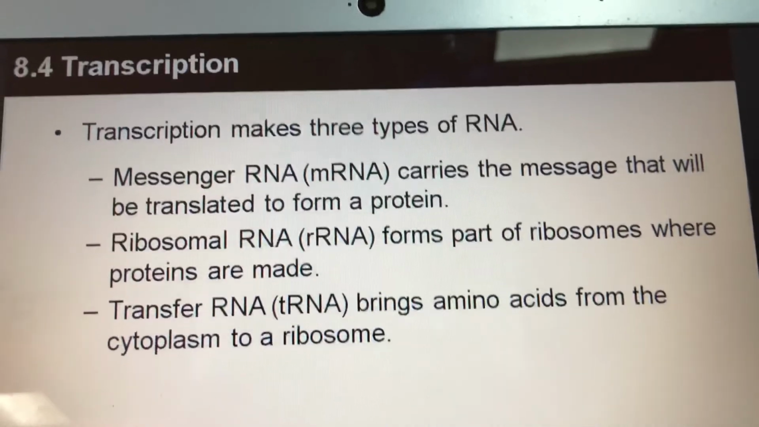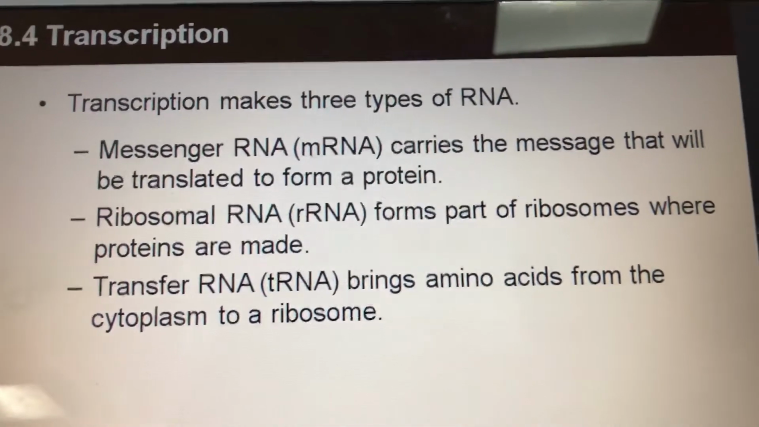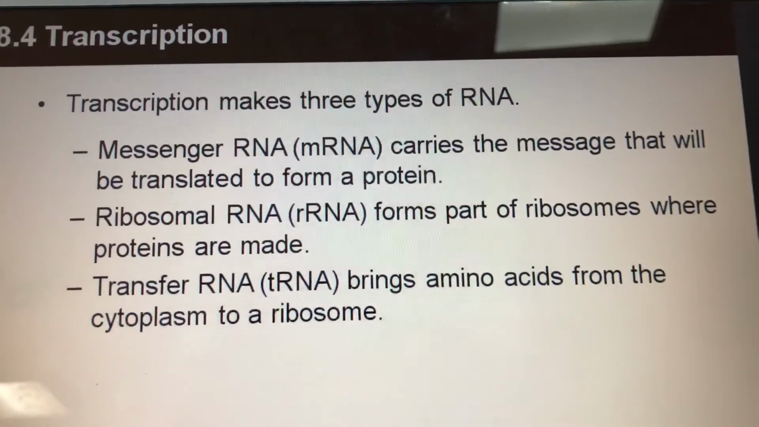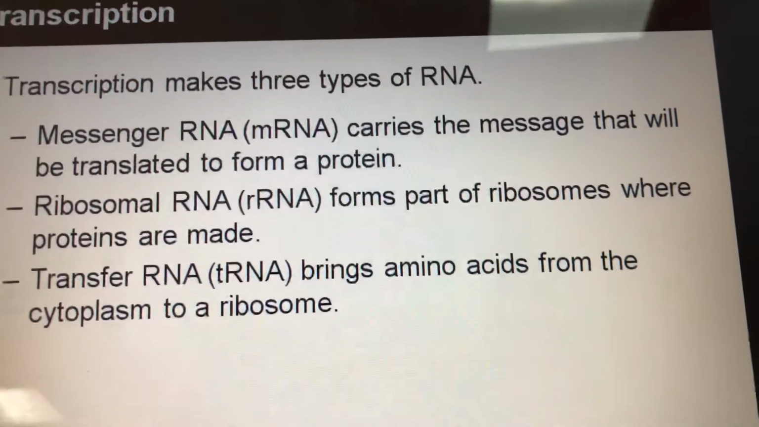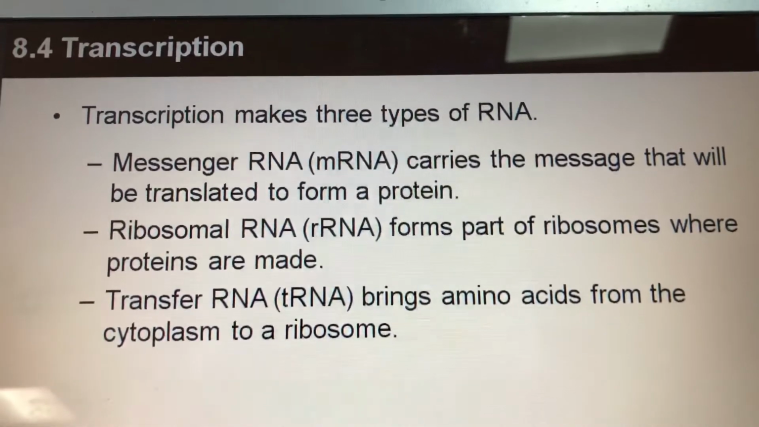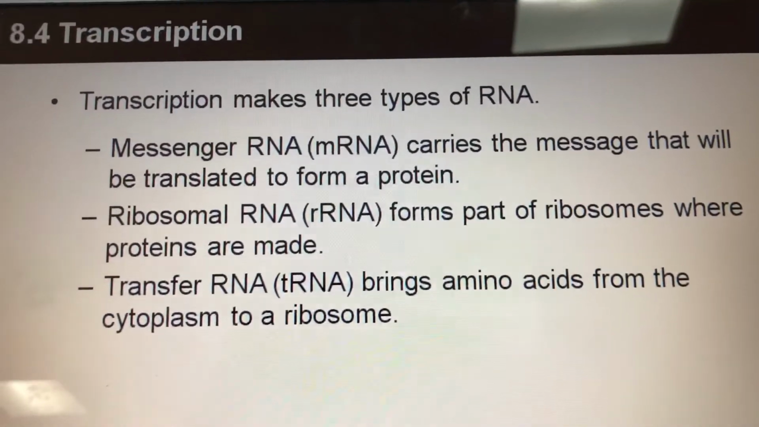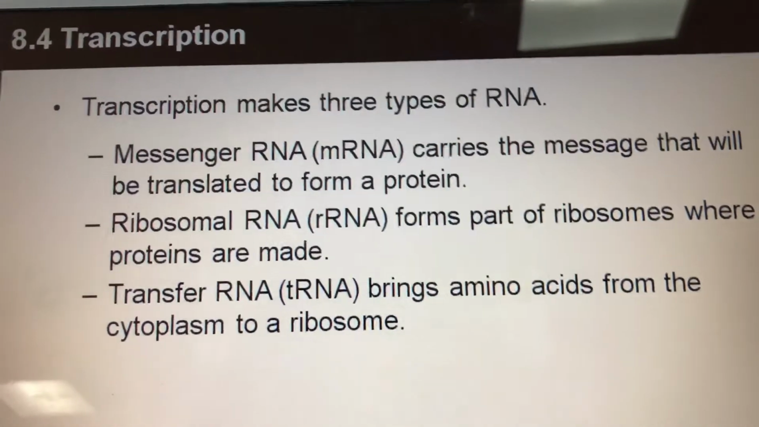The last one is the transfer RNA, tRNA. This tRNA brings the amino acids from the cytoplasm to a ribosome. Why do they bring the amino acids? To build up proteins, because proteins are polymers of amino acid monomers.